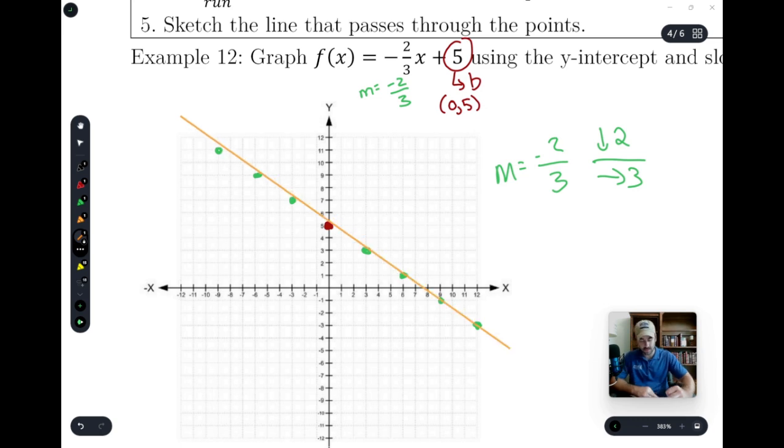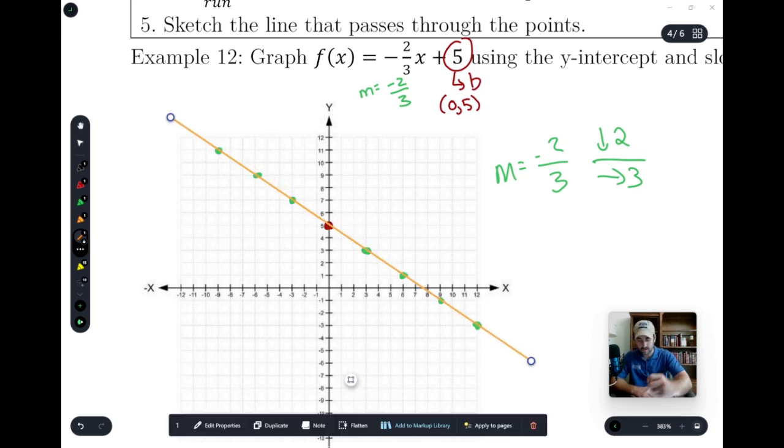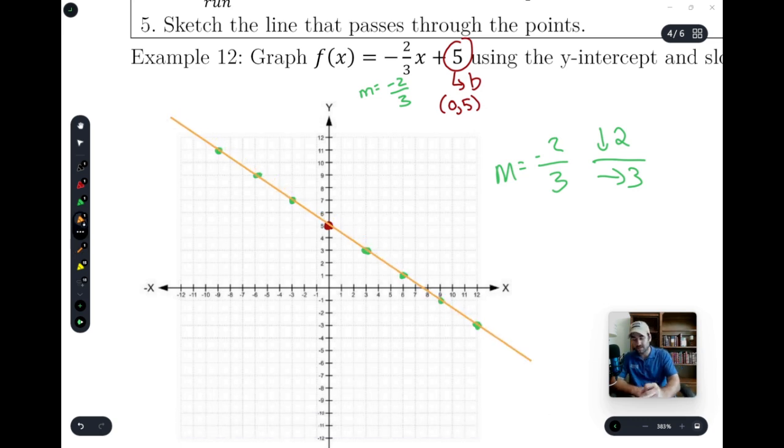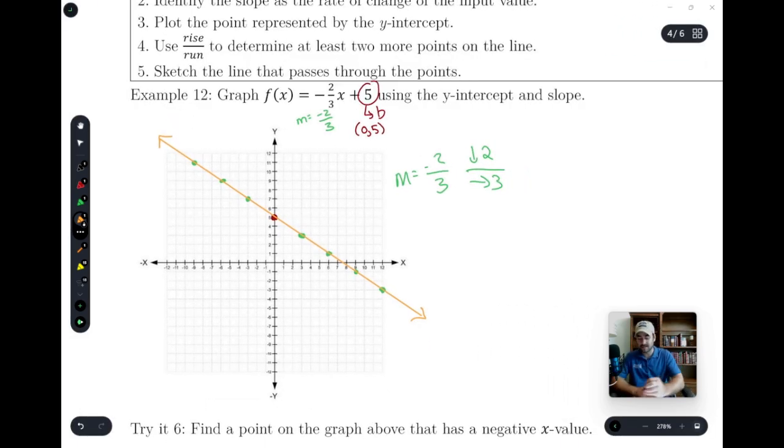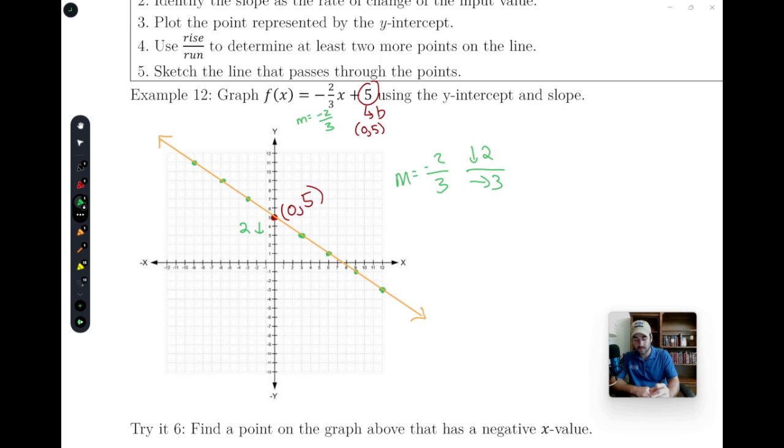We're going to draw a line through all of these points. Make sure you line it up nice and neat. Draw your arrows so you know it goes on forever. And we have graphed an equation by just first plotting the y-intercept, that's that b value, 0, 5, and then using the slope to go either down or up, and then to the right, down 2 over 3.